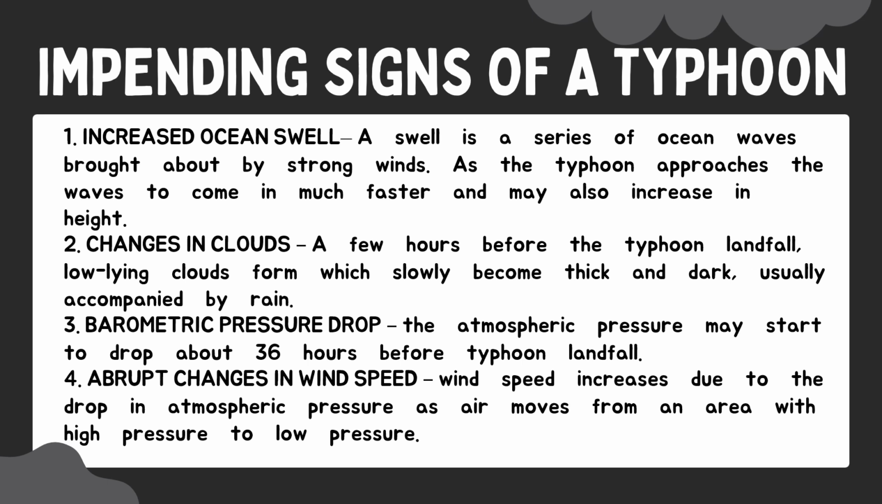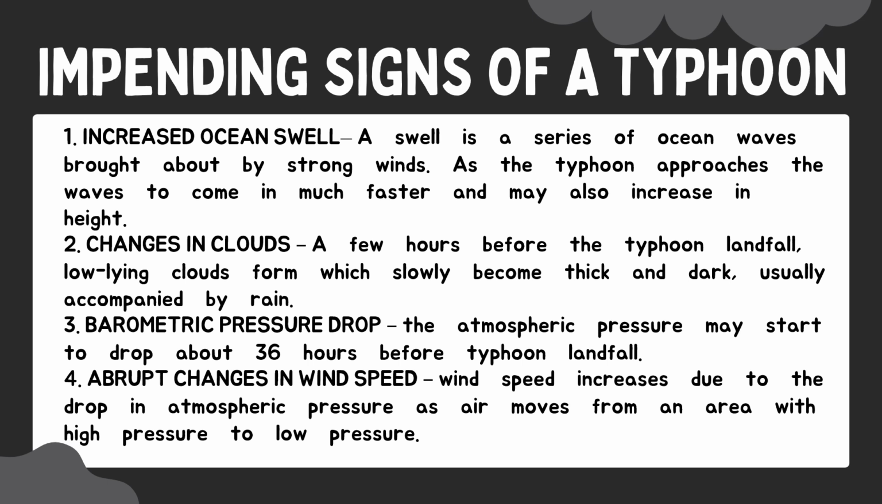Now, the next sign is the barometric pressure drop. Now, when we say barometric pressure, this is known as atmospheric pressure. This simply refers to the weight of the air above a certain point. As a typhoon approaches, the barometric pressure starts to drop. This is because the strong winds of a typhoon cause the air to rise, leading to a decrease in pressure near the surface. Now, this drop in pressure can begin to occur around 36 hours before the typhoon makes landfall.